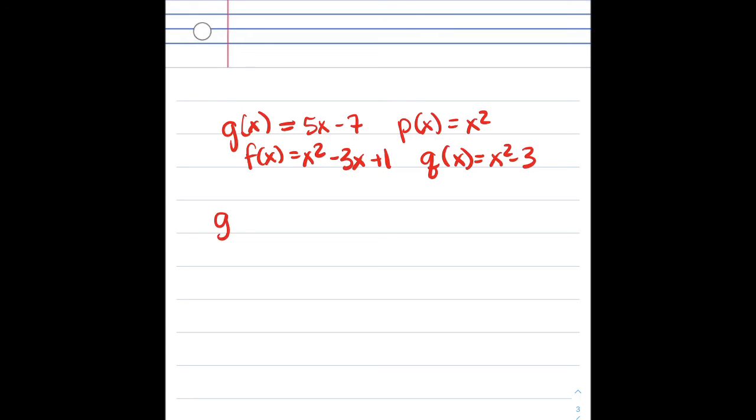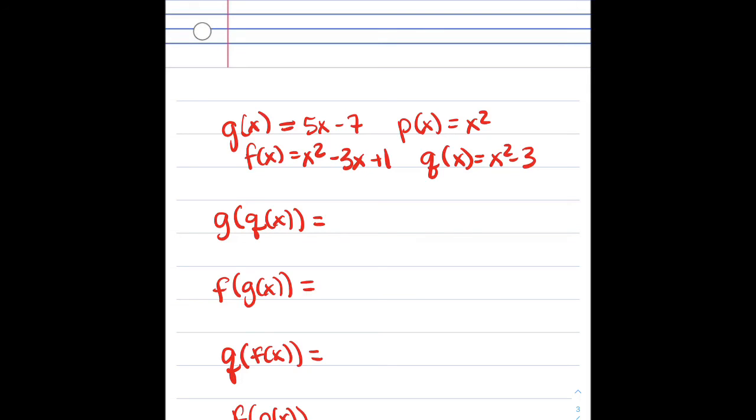Okay, so what I want you to do is do g of q of x. And so compose these 2, compose q of x inside of g. Do f of g of x. Do q of f of x. And do f of p of x.